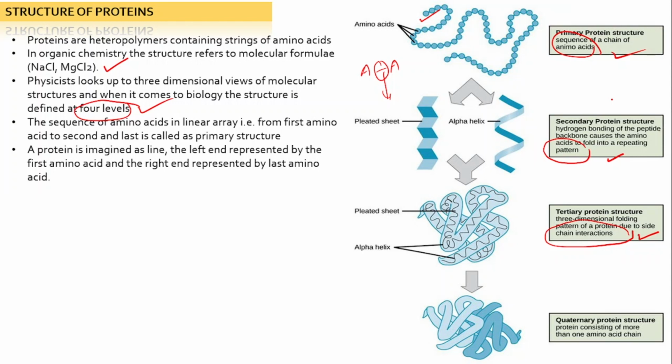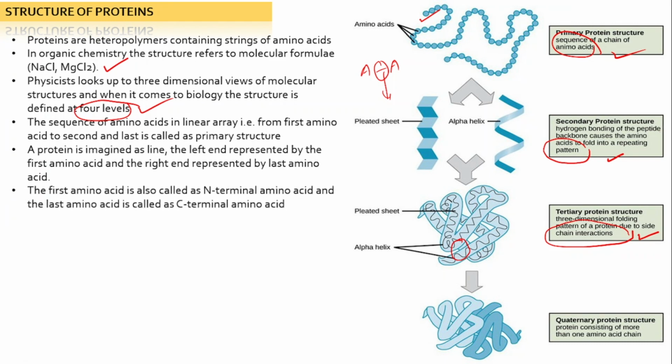Here, in tertiary protein structure, we have a three-dimensional folding pattern of a protein due to side chain interaction. So for example, it is folded from here like this, and there will be interaction in this place. This is called side chain to side chain interactions.